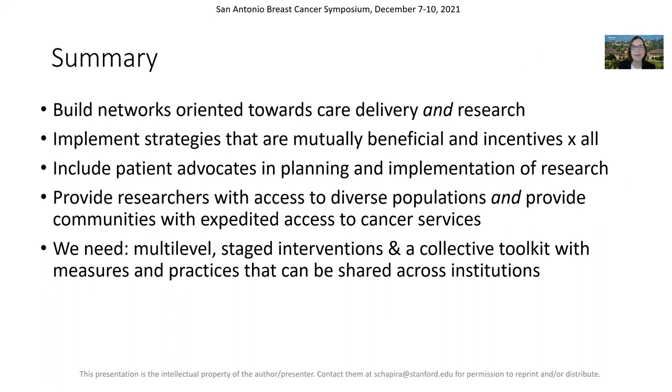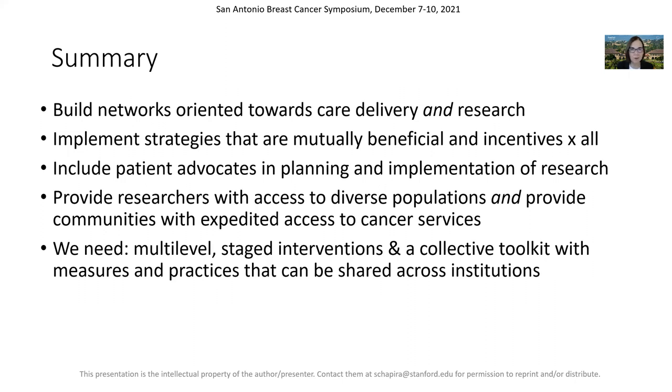So in summary, in order to think about increasing the representation of people from diverse communities and those who have been underrepresented in research, I think it's important to build networks that are oriented towards care delivery and research and hold these two ideals together. We can implement strategies that are mutually beneficial to the partners, the academic partners, or different community partners with each other, or community partners and some of the local groups, and provide incentives to all.